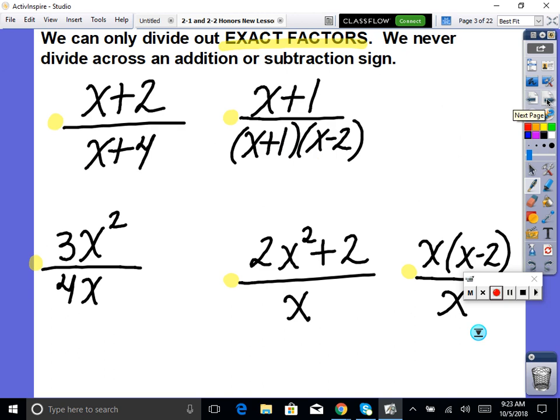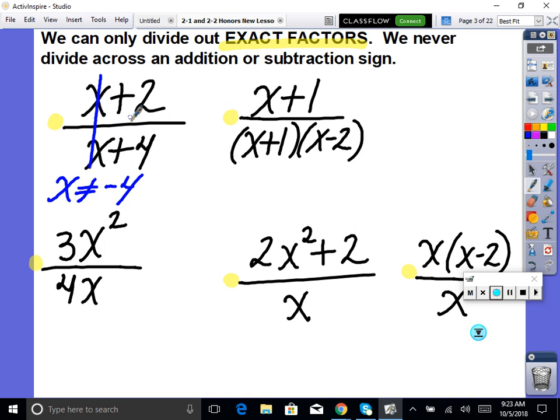Okay, now one thing to know, when simplifying, we can only divide out exact factors. This is really important. We never divide across an addition sign or a subtraction sign. Yes, okay. We never divide across addition or subtraction. So everybody look right here. This would not be okay with x plus 2 over x plus 4. First of all, just curious, what would my domain restriction be? X cannot be what? -4. Good, -4. Now I can never divide across an addition sign. X plus 2 is connected with an addition sign. You cannot divide out x's like this. That's dividing across an addition sign.